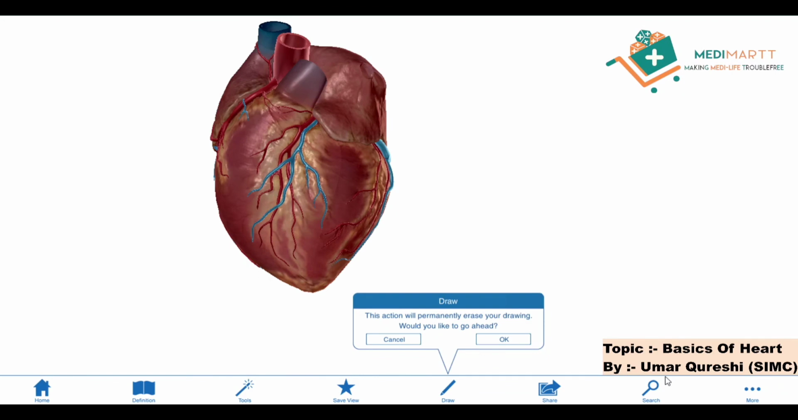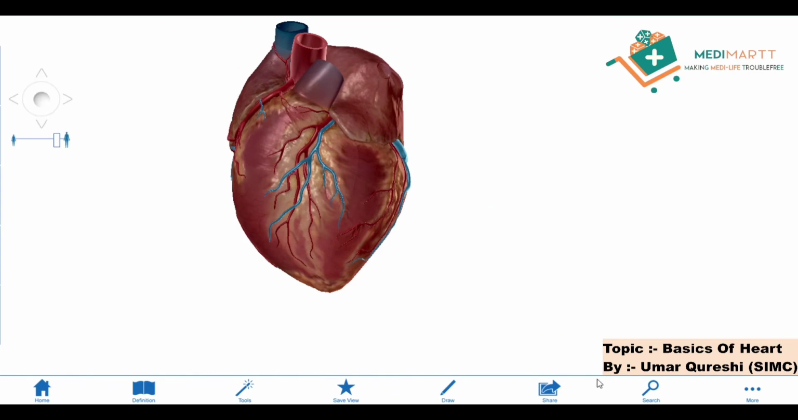Then some more basic things, like the weight of the heart. In an adult male it is 280 to 340 grams. Then in an adult female, what is the weight of the heart? It is around 230 to 280 grams. So basically these are the basics of the heart. We will study more about the heart in our later classes inshallah.